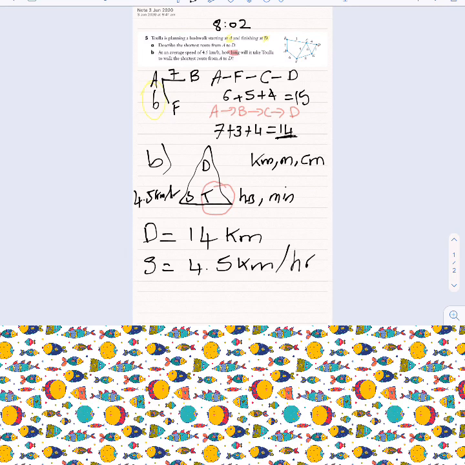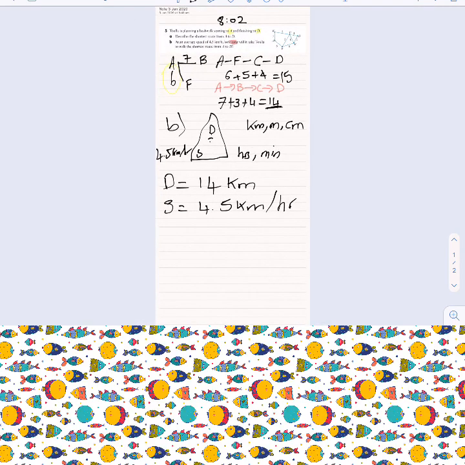How do I go? Remember what I said? You hide what you need. So I'm going to rub it out because I can't really hide it here. I'm going to hide that. Oops, it's all gone. Let's put it back in. Okay, so I'm going to hide that, and that tells me I need to divide distance by speed. So to get my time, there's my formula. Distance divided by speed. Okay, now I need to do 14 divided by 4.5.